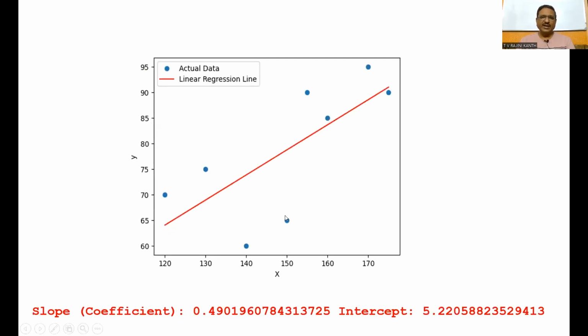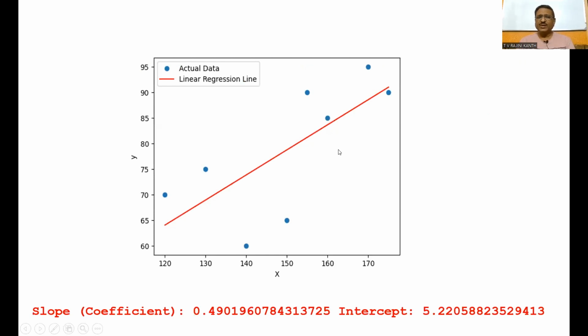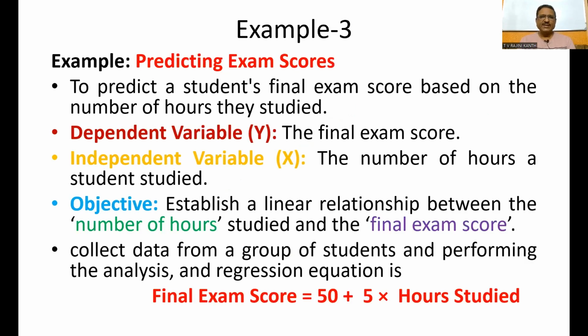Now coming to the plot, you see I have plotted with these values. They are not exactly fitted in the real-time scenario. This is the form we are looking at for simple linear regression. To fit exactly, we need to go for a higher degree polynomial or some other method. Now, example 3 in today's topic on linear regression is predicting the exam score.